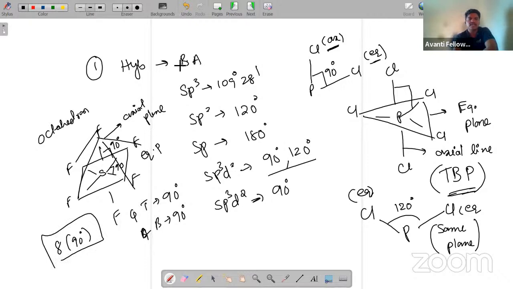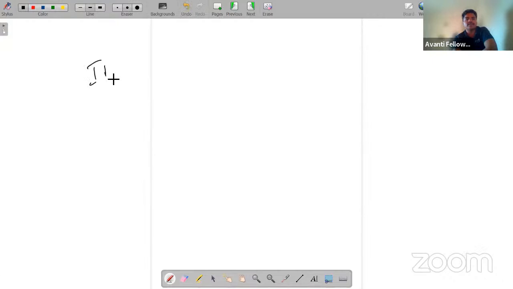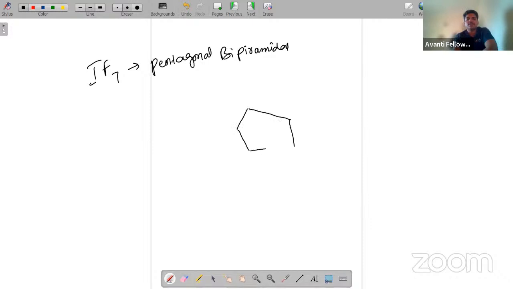Next one, very important, IF7, which we also call pentagonal bipyramidal. What is that? Pentagonal bipyramidal. Sir, how does it look? Just draw a pentagon first. I am drawing one pentagon here. I am very bad at diagrams, so don't worry about this one, guys. So this is a pentagon.